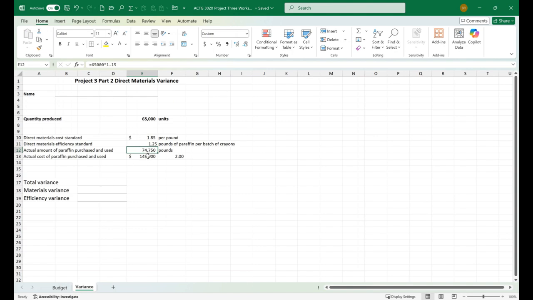And then the actual cost of the paraffin is just going to be this divided by the number of pounds and give us the amount. And we just need to know whether that is positive or negative and multiply that by the actual amount used. And we have the efficiency or materials variance. So the first one was the efficiency variance, the second was the material variance. The two added together would be the total variance. And so that is what's required for this project.